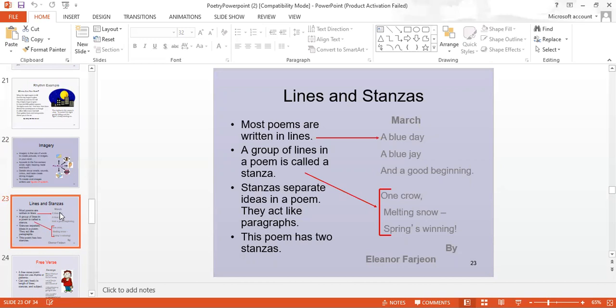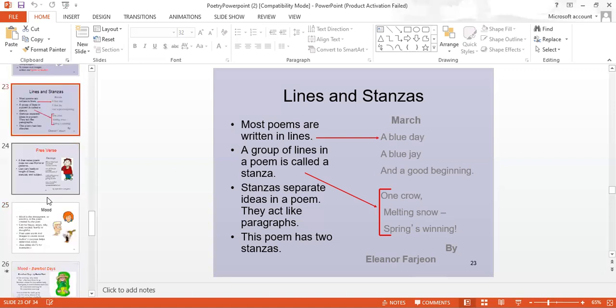So this poem in particular has two stanzas. "A blue day, a blue jay, and a good beginning." A blue jay is a line, and then when we see the paragraph, it is called a stanza, and I think the notes are clearly showing the stanza.